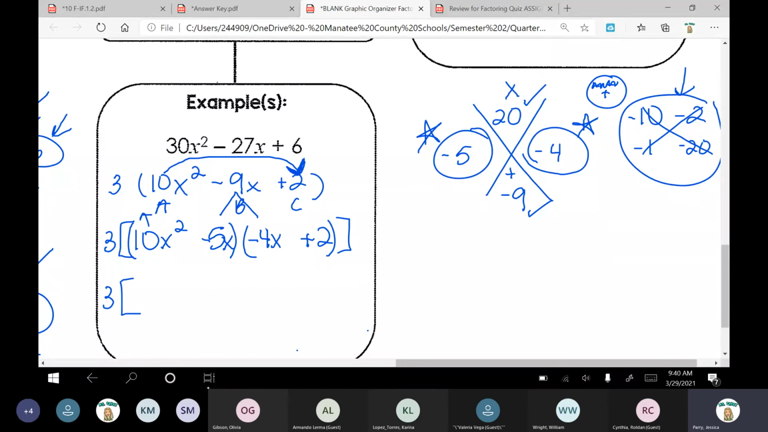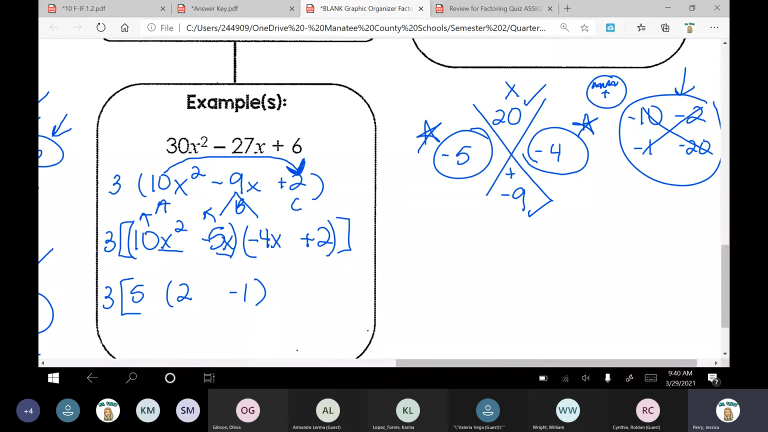And we're going to factor something out of here. 10 divided by what and 5 divided by what? The biggest number is 5. So let's do our division. 10 divided by 5 is 2. Negative 5 divided by 5 is negative 1.